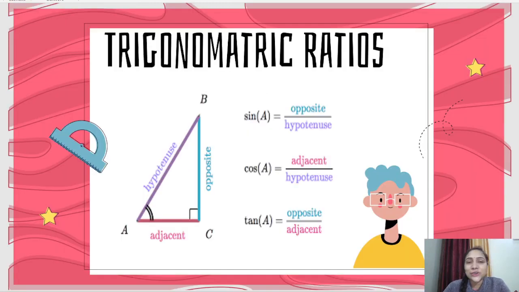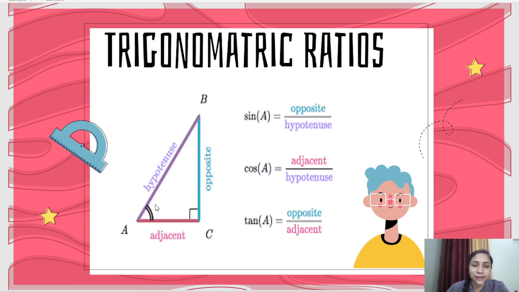Now come to the topic. Here are the trigonometric ratios. Let's introduce them first. They are known as sine A, cos A and tan A. We already know what is opposite and what is adjacent. Here you can see we are taking angle A into consideration, meaning this angle.